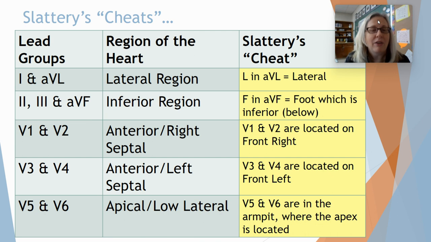V1 and V2 are the anterior right septal. V1 and 2 are located on the right front. V3 and V4 are located on the left front, so they're left septal. And then apical low lateral is literally in the apex, so that makes sense. It's called apical because of where it's located, in the apex or near the armpit. Okay.